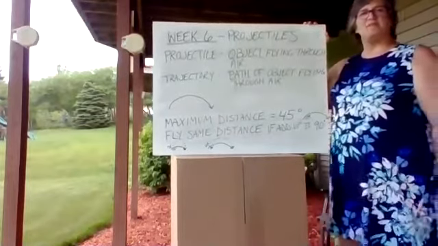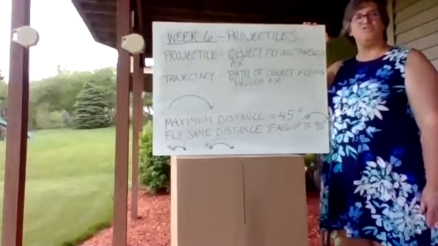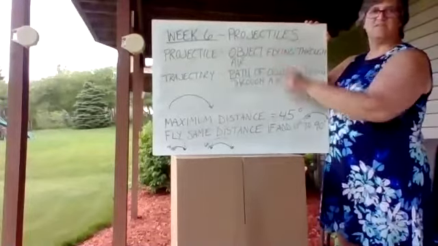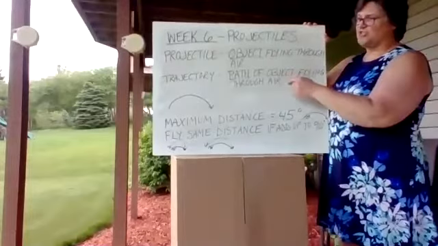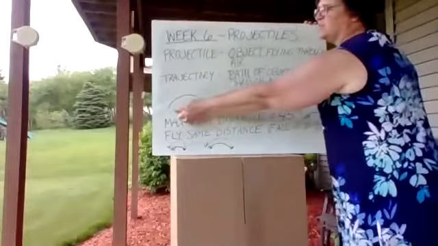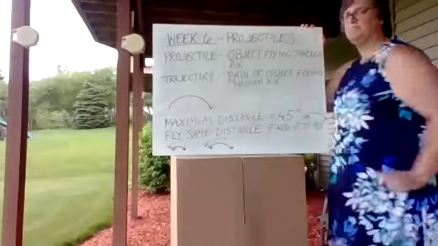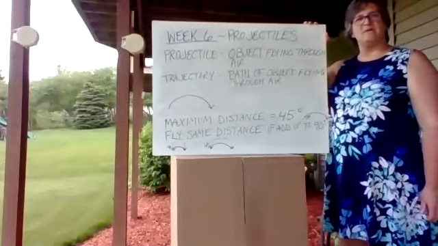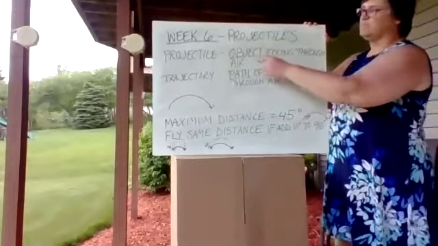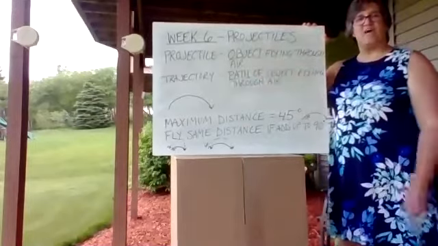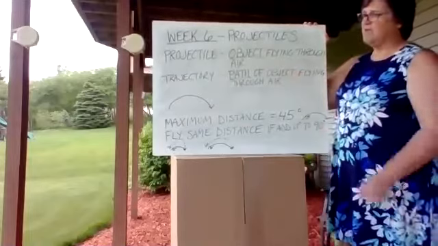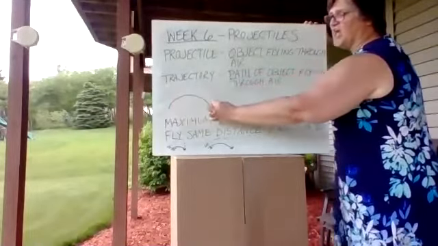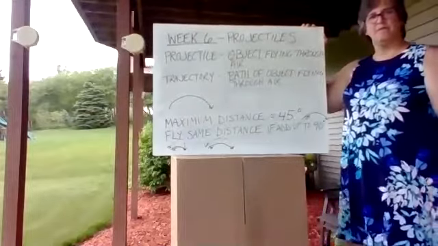So let me give you some examples. If you have somebody who's shooting a free throw, the projectile is going to be the basketball. The trajectory that it's going to take is going to look like this on the way to the hoop. Next example is somebody hitting a golf ball. The projectile, the object that's flying through the air, is the golf ball. And then the path is going to be this shape that the ball is going to take.